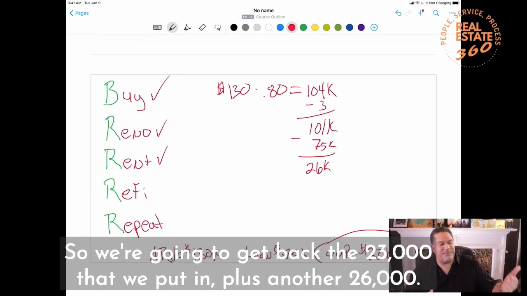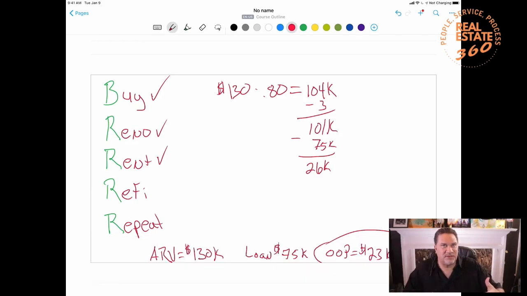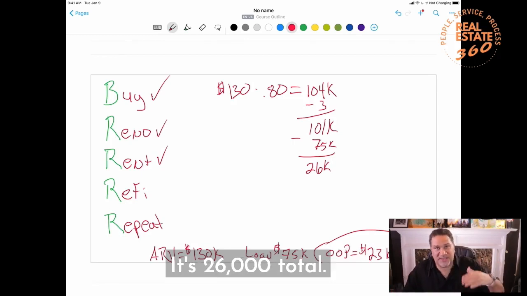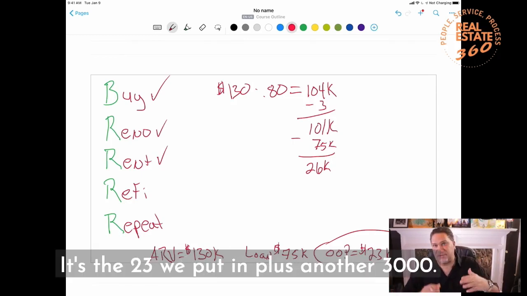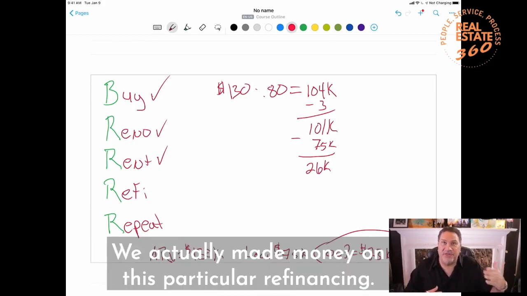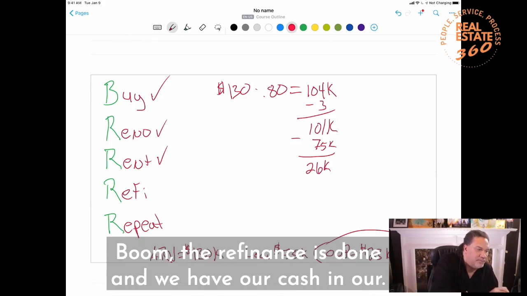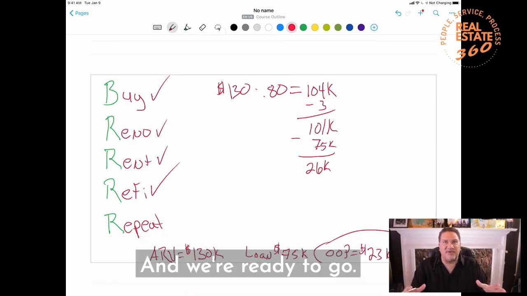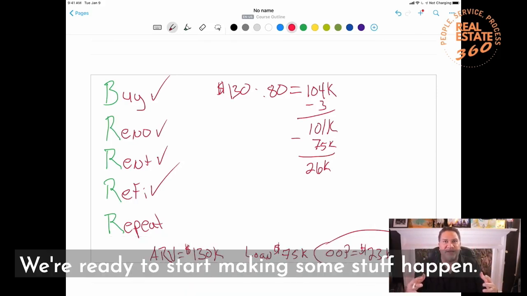So we're going to get back the $23,000 that we put in plus another $3,000. It's $26,000 in total. We actually made money on this particular refinance. So boom, the refinance is done, and we have our cash in our pocket, and we're ready to go. We're ready to start making some stuff happen.